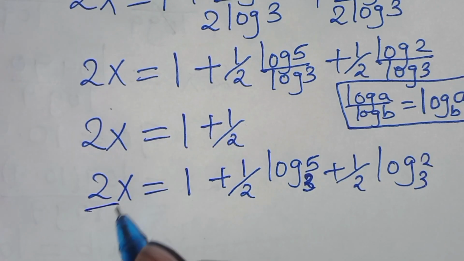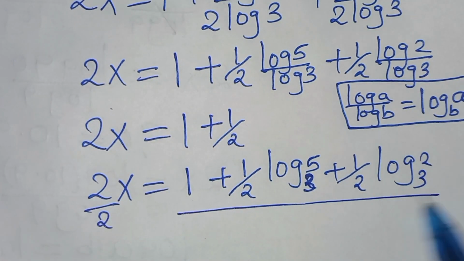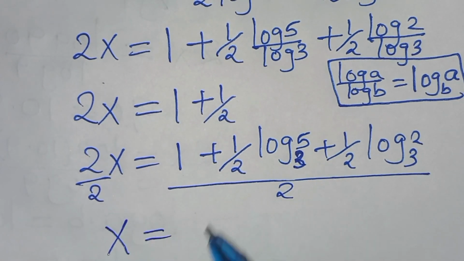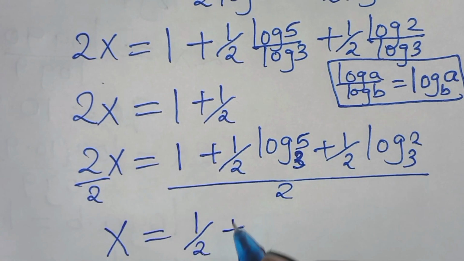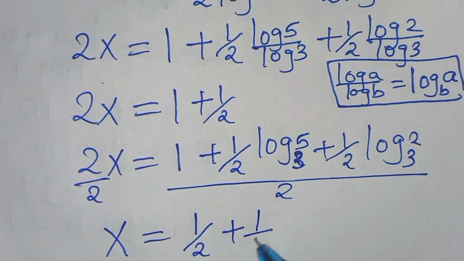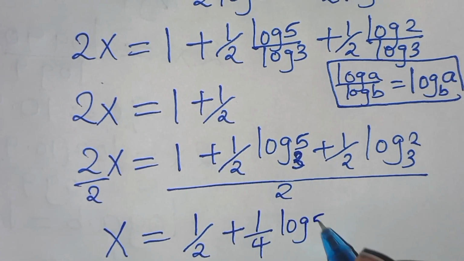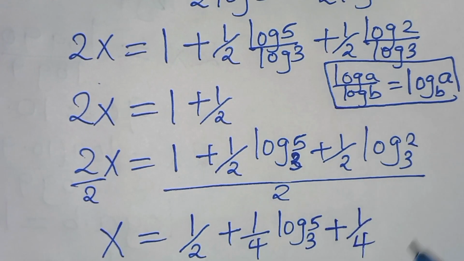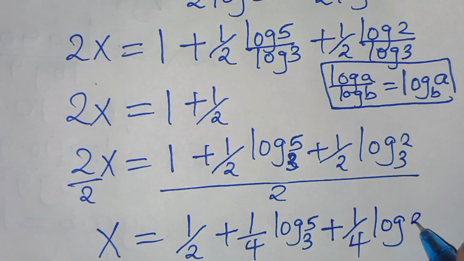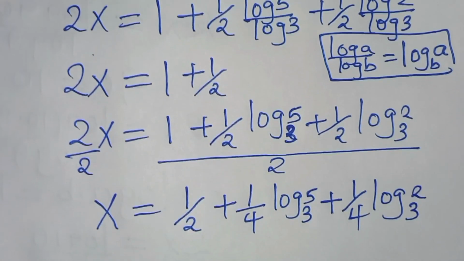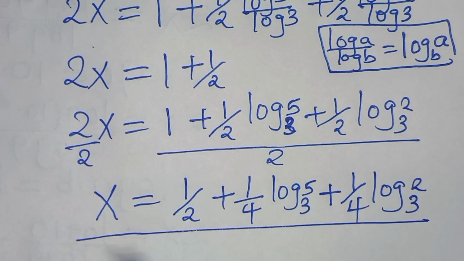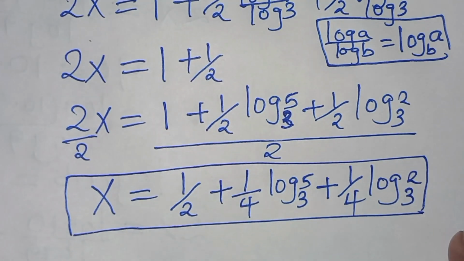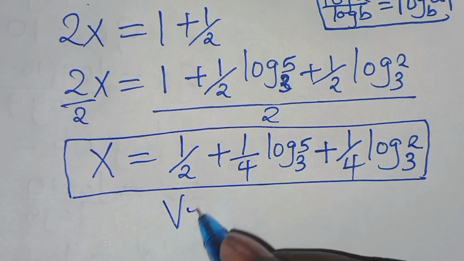And then the next step is to divide both sides by 2. So here we have x equal to half, plus, now here we have 1 over 4 log 5 to base 3. Then here we have also 1 over 4, this is log 2 to base 3. So this is the value of x. Let's verify that this value of x satisfies the equation. Let's verify here.